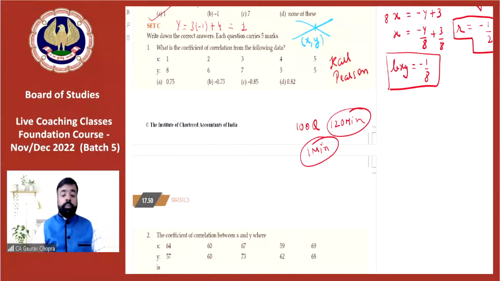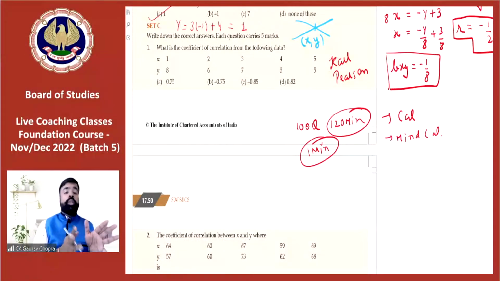So it is very important to have the speed, the calculative speed. You must have your calculator speed as well as your mind calculation speed. Both should work together. If you are only dependent on the calculator, that will not be perfect. You have to use both things: mind calculations in many places and the calculator in many places.